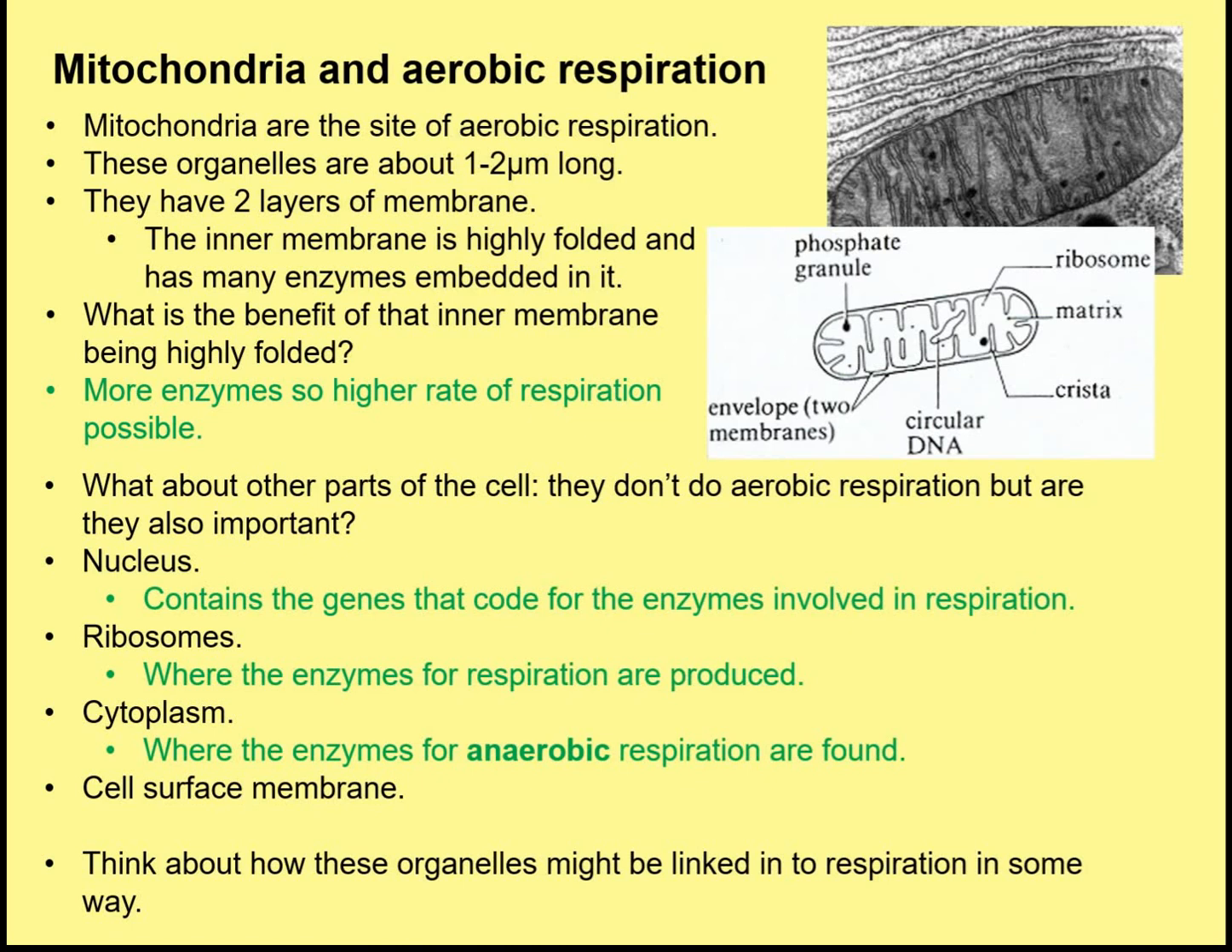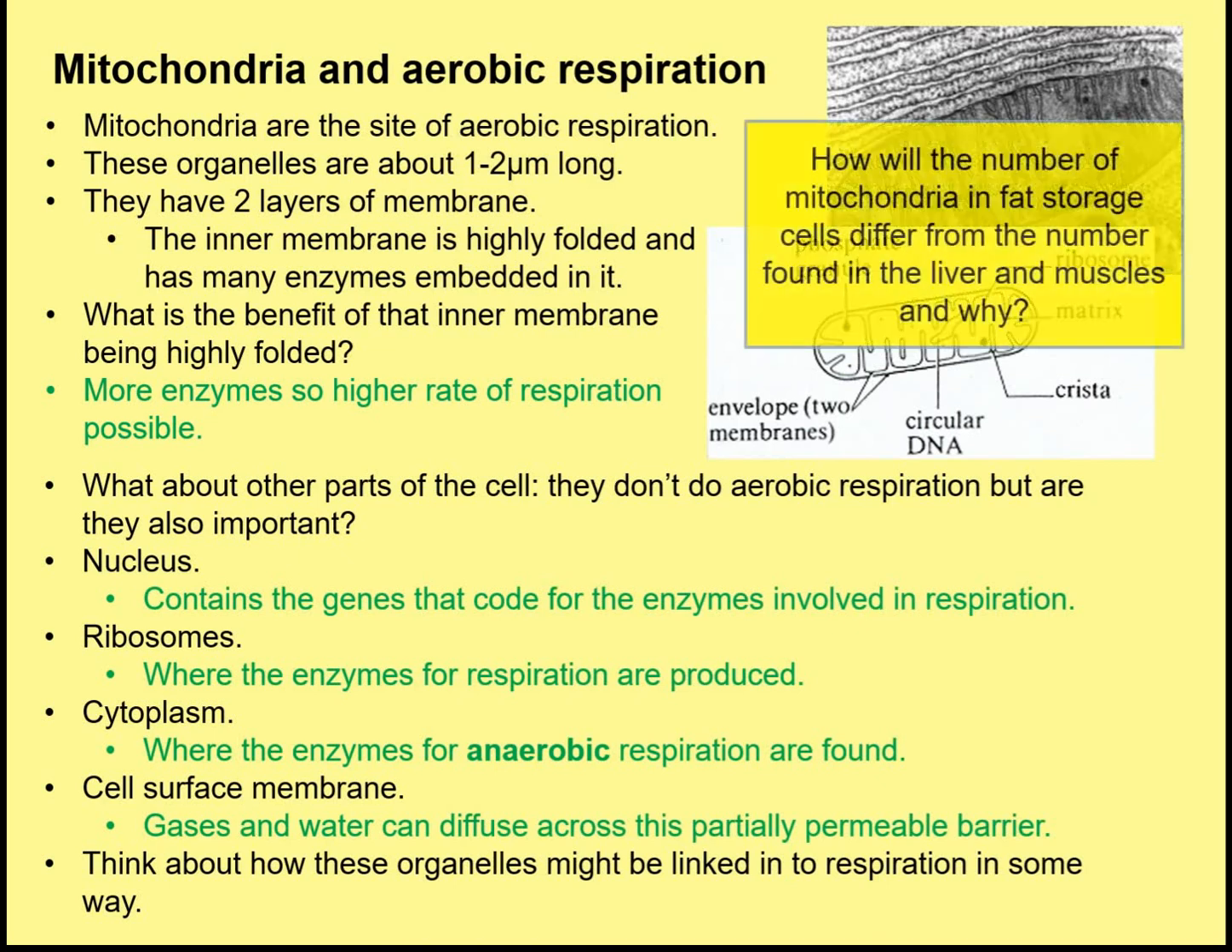The cell surface membrane, remember, that is your barrier that affects how things move in and out of the cell, and the cell surface membrane is permeable to carbon dioxide and oxygen and to water, so those molecules can diffuse across easily. One more question before you move on. Have a think about how will the number of mitochondria in fat storage cells be different from, say, the number of mitochondria that you find in the liver and muscles, and why?